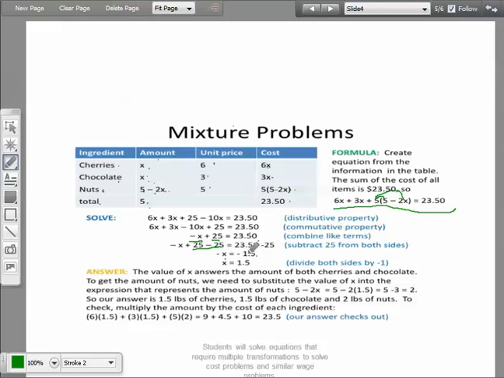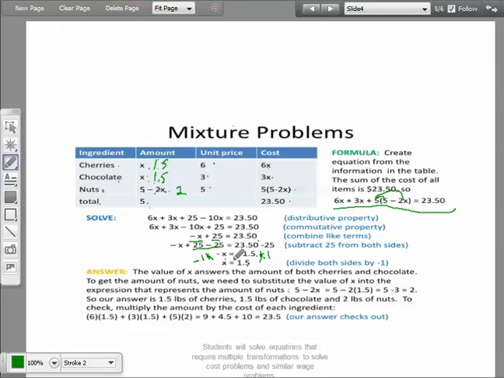So, multiplying by negative 1 on both sides, and negative 1 times negative 1 on both sides, I wind up with x is equal to 1.5. What does that tell me? That means I need 1.5 pounds of cherries, 1.5 pounds of chocolate, and 5 minus 2 times 1.5. Well, 2 times 1.5 is 3. 5 minus 3 is 2. Yeah, 2. So I want 2 pounds of nuts.